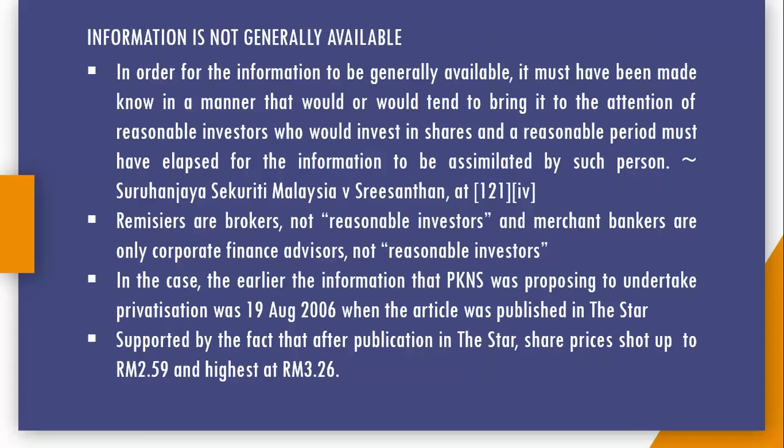Another element is that not only must you establish he possessed the information, you must establish that the information is not generally available. In order for the information to be generally available, it must have been made known in a manner that would bring it to the attention of reasonable investors who invest in shares, and a reasonable period must elapse. You can't make the announcement at 10 a.m. sharp and at 10:01 a.m. quickly go and dispose of your shares. You must allow a reasonable time for people to digest it, to make the information generally available.